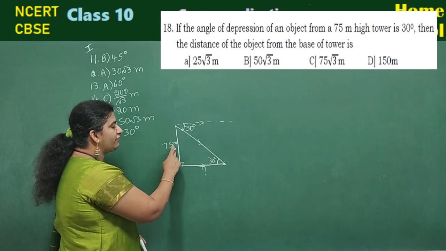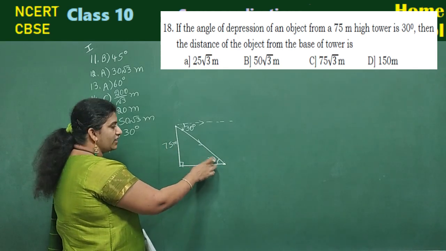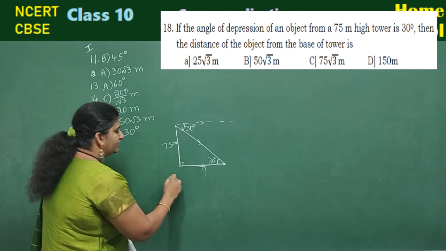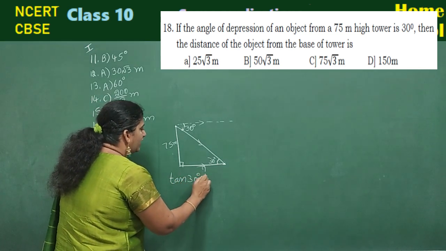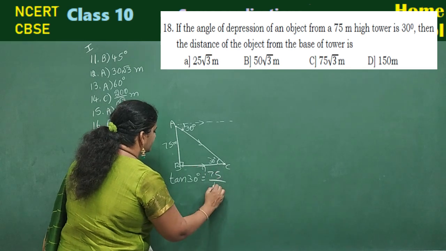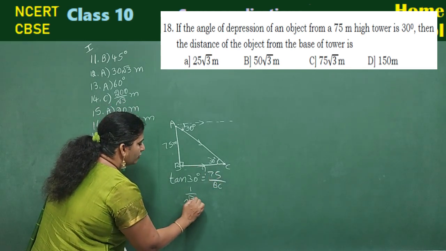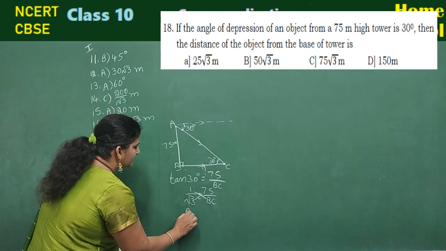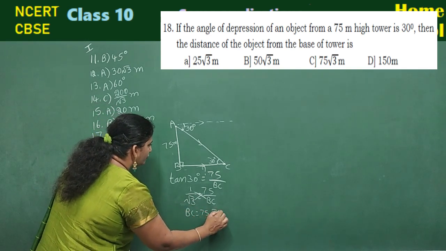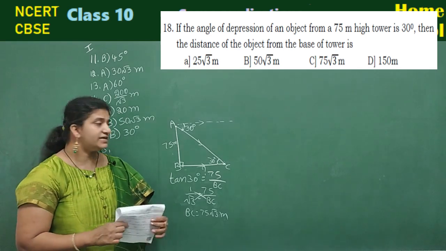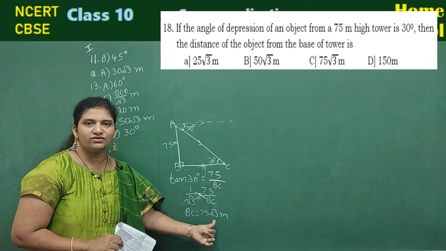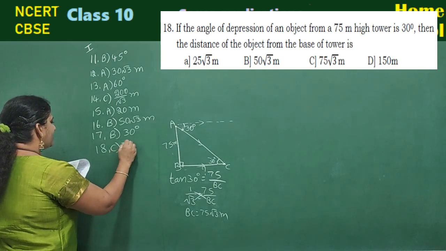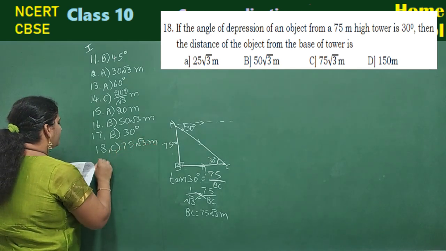You can see the tower, 75 meters high. We are talking about the angle here, the opposite, and this distance we need to calculate. Opposite, adjacent, so the tan ratio. Tan 30 degrees is equal to opposite 75 by adjacent BC. Tan 30 value is 1 by root 3, equal to 75 by BC. Cross multiply, BC is equal to 75 root 3 meters. What is the distance from the object to the foot of the tower? 75 root 3 meters. Check the option. Option C, 75 root 3 meters.